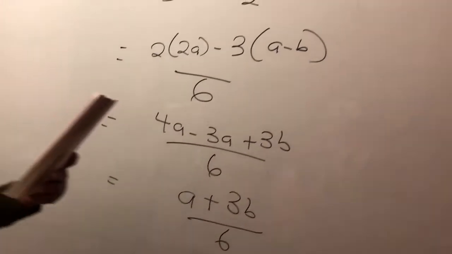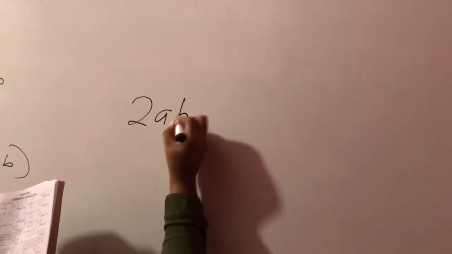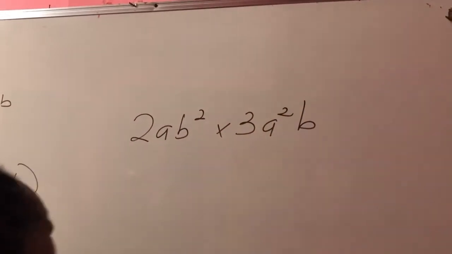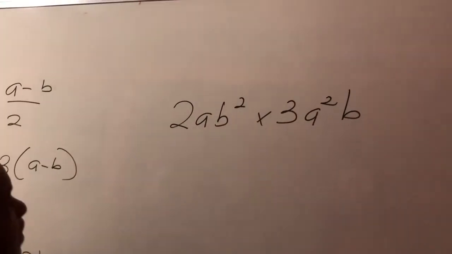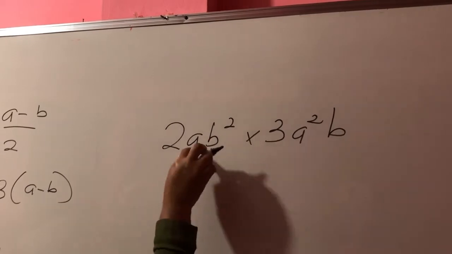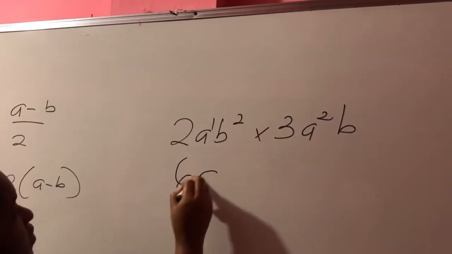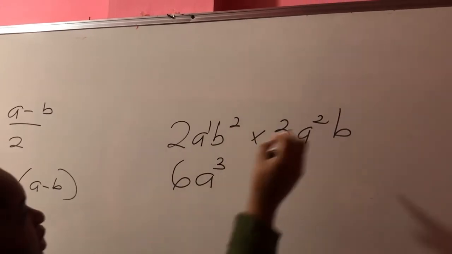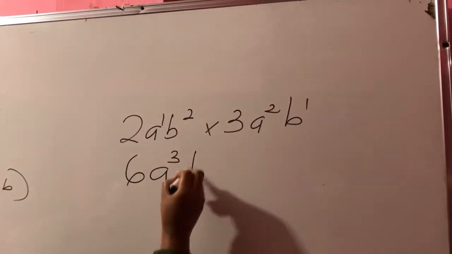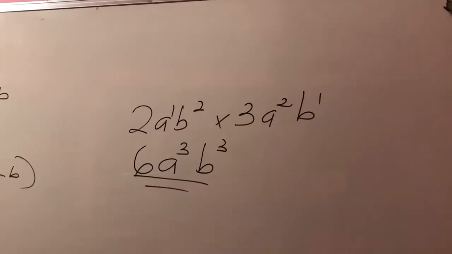Let me pick this easy one. We have 2AB squared times 3A squared B. What are we doing? Numbers of the same base. First, we pick the numbers. 2 times 3 is what? 6. A1, there is an invisible 1 here. A1 times A2 is what? A3. There is an invisible 1, 2 here. B2 times B1 is what? B3. So this is your final answer.